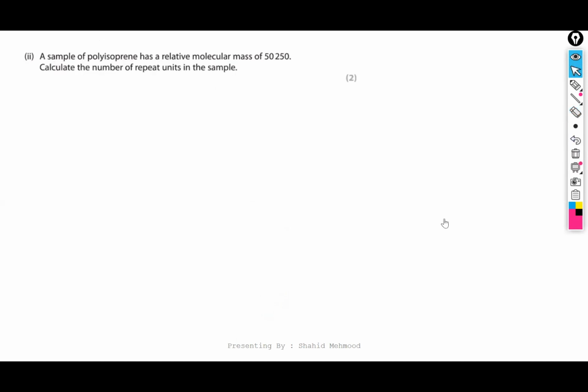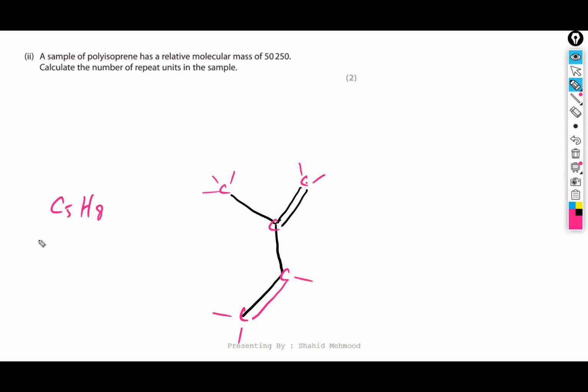A sample of polyisoprene has a relative molecular mass 50,250. Calculate the number of repeating units in this sample. If you look at here, this is the monomer of polyisoprene. First, we have to find its formula. So this is carbon, carbon, carbon, carbon, carbon. So 1, 2, 3, 4, 5. So there are 5 carbon. Now hydrogen, how much? 1, 2, 3, 4, 5, 6, 7, 8. So 8 are hydrogen. So 60 plus 8 is 68. So 68 is the mass of 1 unit monomer.